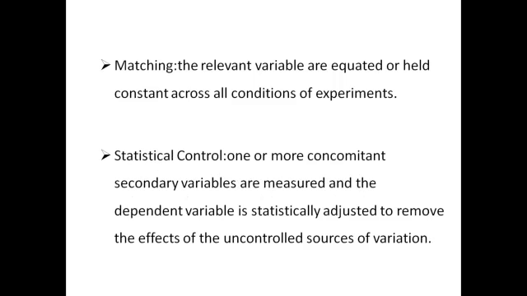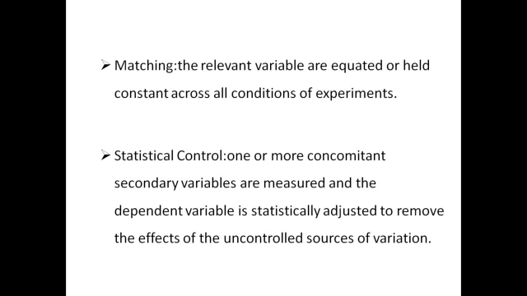The third important way of controlling extraneous variables is matching. The relevant variables are equated or held constant across all conditions of the experiment. This procedure is also a non-experimental procedure. Here the relevant variables are equated or held constant across all conditions of the experiment.